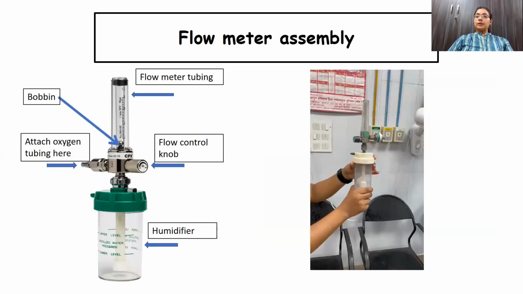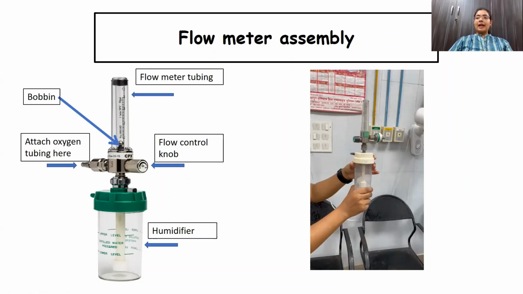Now, from this wall outlet, when you want to deliver it to the patient, you need an assembly such as this. This is known as the flow meter assembly. Here you see the flow meter tubing, and there is a flow control knob which will regulate the amount of oxygen that you would like to give. This is the bobbin which would go up when you rotate this flow control knob in the anti-clockwise direction.